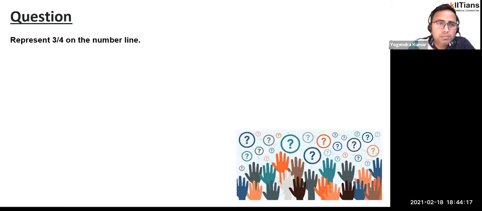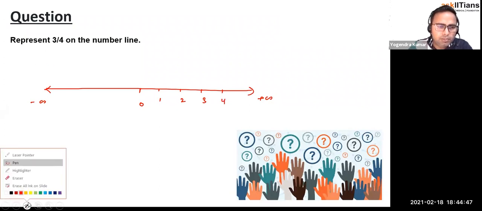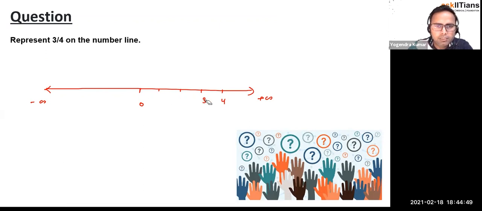Now they are asking to represent 3 divided by 4 on the number line. The number line goes from minus infinite to positive infinite. Now 0 is there. It is a positive number, so it is going to be on the right side of 0. So here 1, here 2, here 3, and here 4. As our number is 3 by 4, let me make it a little bit bigger.